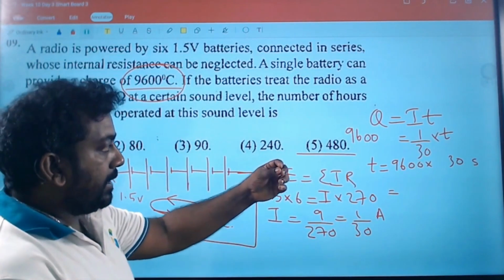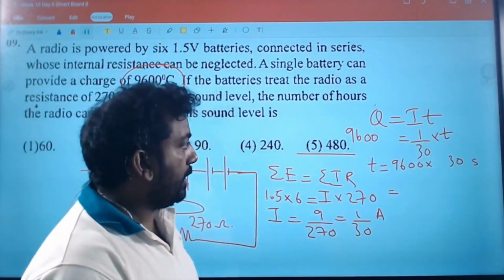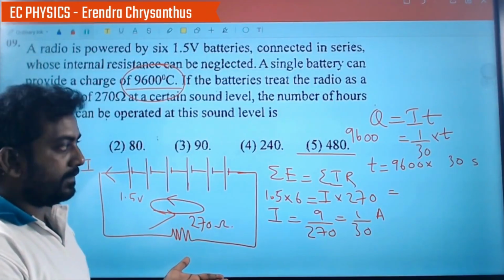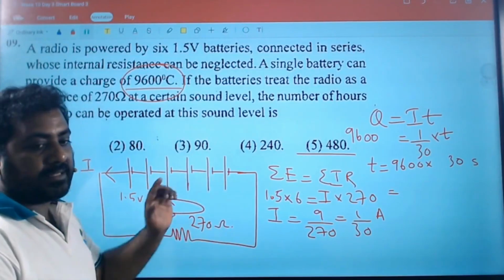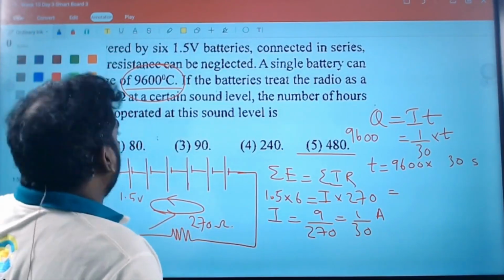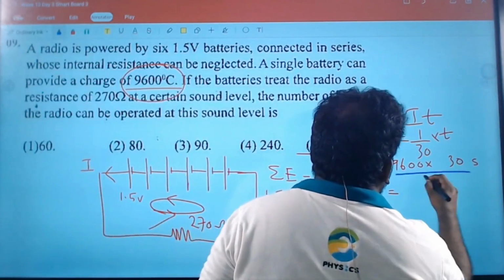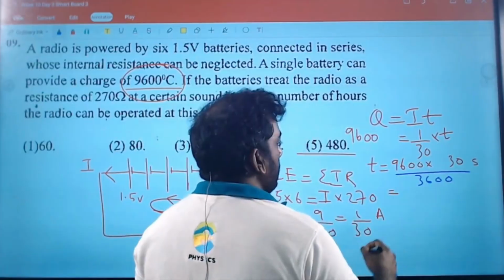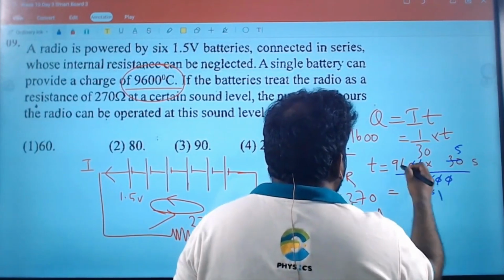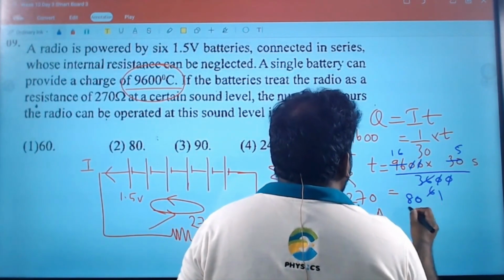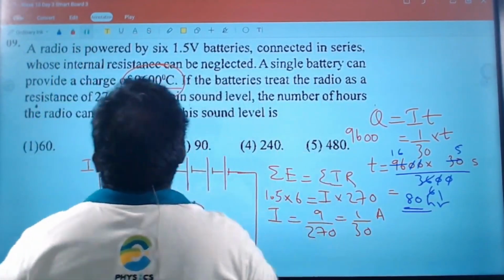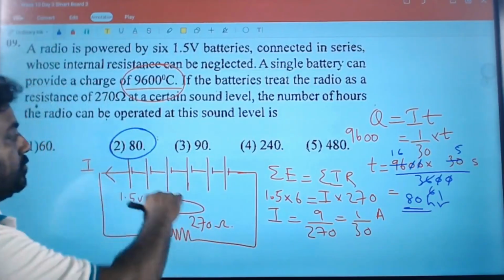If I multiply the coulomb by 6, that means every time a battery weakens, the amount of charge in the circuit will not reduce. Whatever happens, the total charge in the circuit should be the same. Okay? So basic logic is correct. So this you divide by 3600. That gives 80 hours. 80 hours is more suitable. More suitable means correct answer is 2.